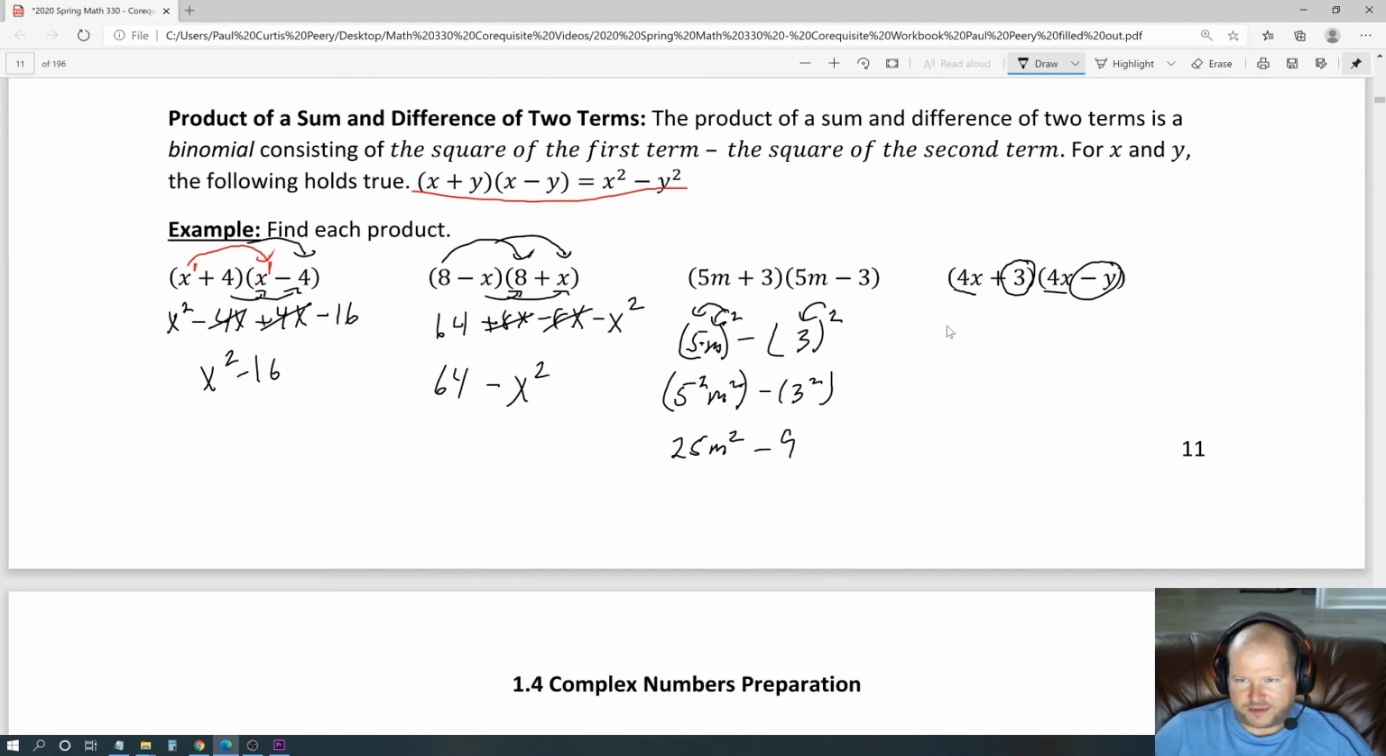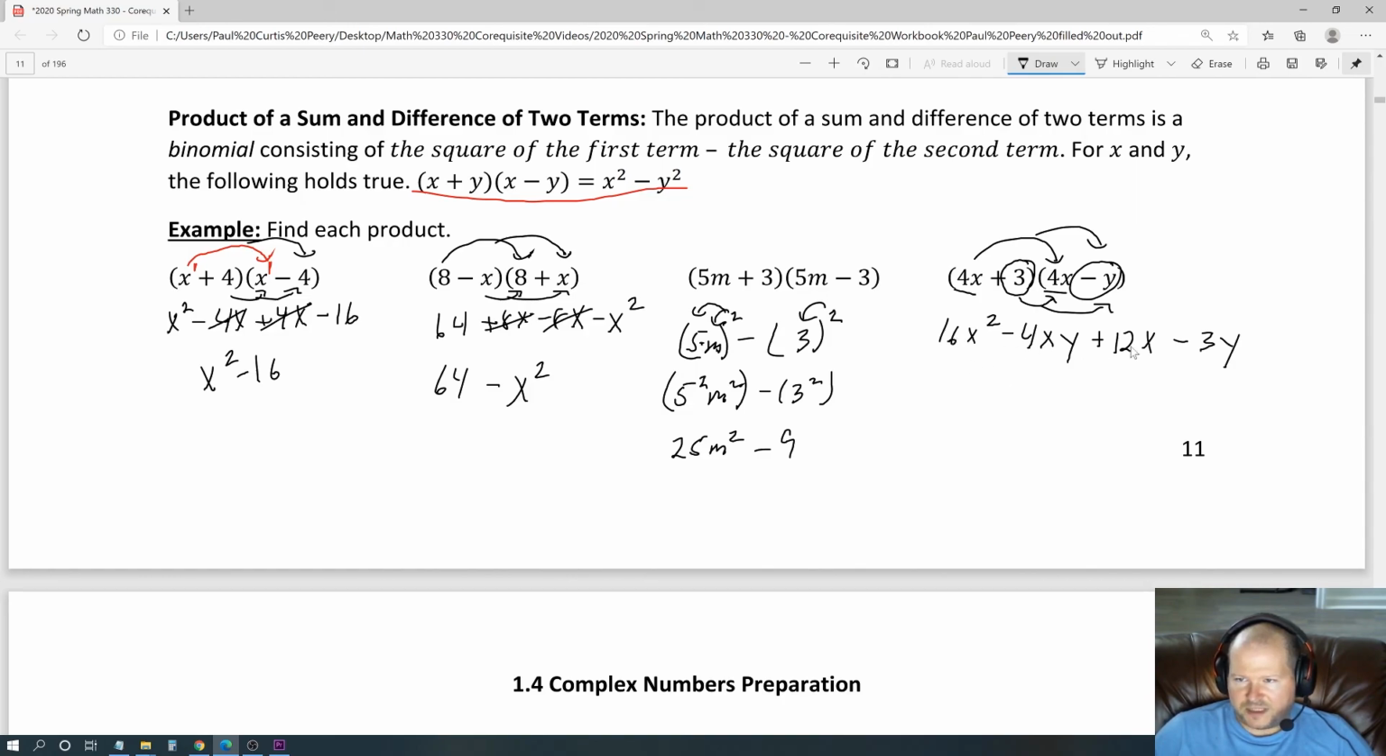So for instance, we say 4 times 4 is 16, x times x is x squared, right? And then we say 4 times negative y is negative 4y, and then we're going to say x times y is xy. The next one, we're going to do this one. 3 times 4 is 12, and we're going to say 12x. And then we say 3 times negative y is negative 3y.